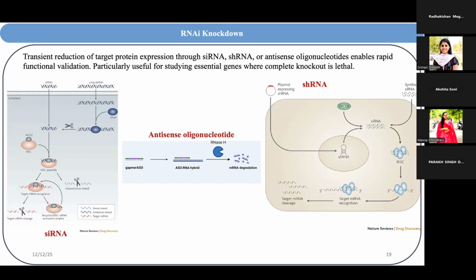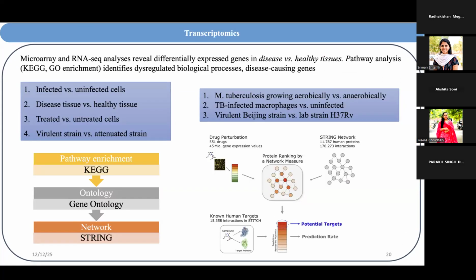Next we go to transcriptomics. Let us shift perspective. Instead of looking at one target, let's look at the entire transcriptome, where all genes are being expressed. Microarray and RNA-seq technologies measure the expression level of every gene inside a cell under specific conditions. We can compare infected versus uninfected cells, diseased versus healthy tissue, treated versus untreated cells, and virulent strain versus attenuated strain.